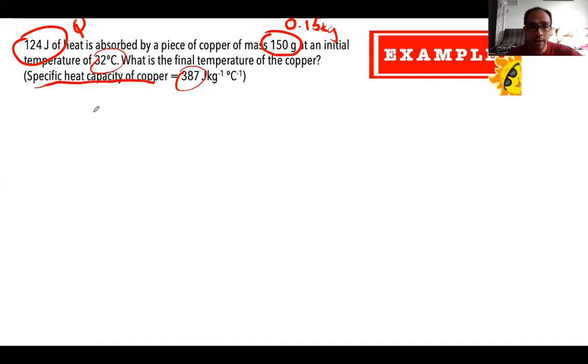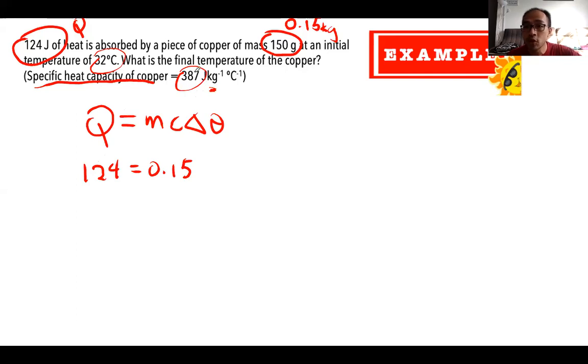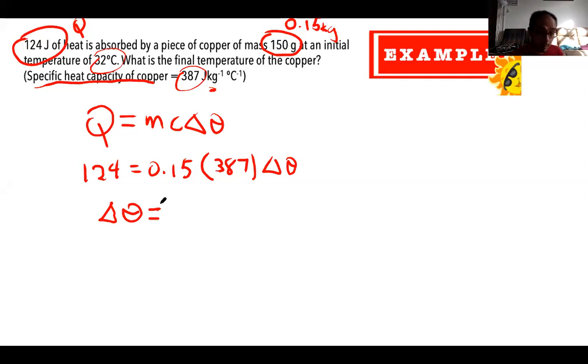So, how are we going to answer this question? Let's go back to the formula: Q equals mc delta theta. The problem now is we don't know what delta theta is. Let's put in the values. 124 equals m, which is 0.15. We use kg. Why do we use kg? Because the specific heat capacity requires you to use kg. Times C, and C is 387. And then delta theta. So can somebody please calculate the value of delta theta for me, from here? Two decimal places will be fine.